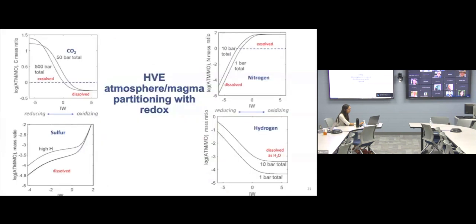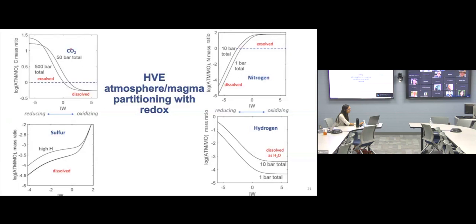atmospheric content. And here I'm showing the results of more modeling that was carried out by my colleagues. This time, each plot is showing the atmosphere-magma ocean partition coefficient as a function of redox and different gas pressures. And so I'll just walk through each of them and the main point from each of these plots.